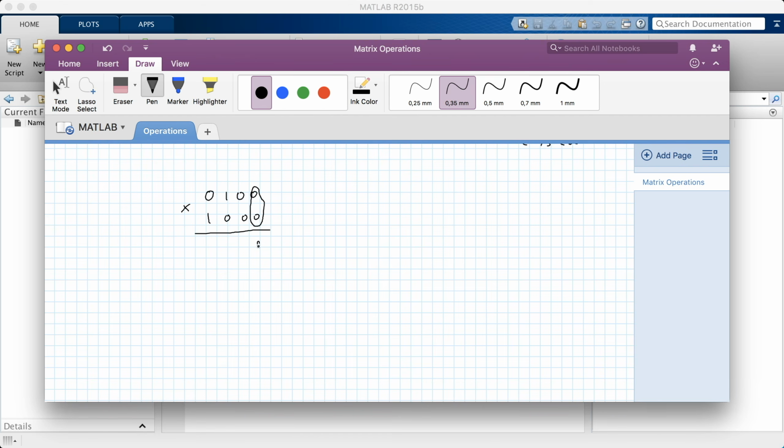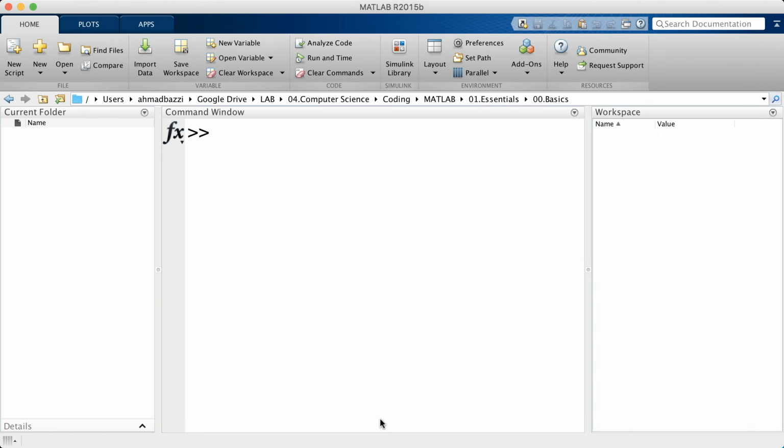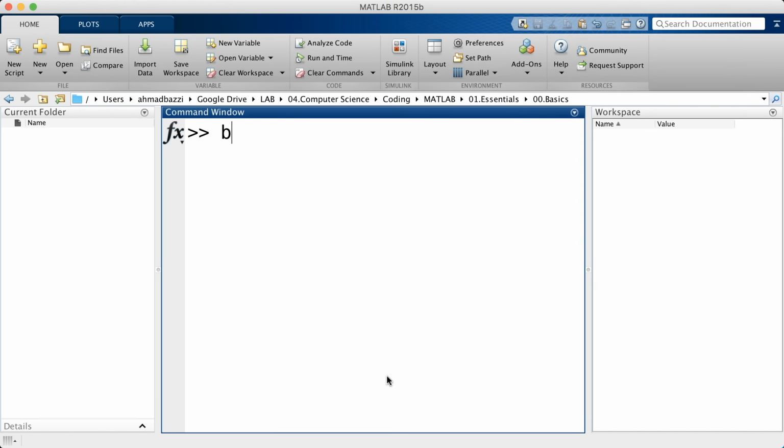So 0 by 0 is 0, 0 times 1 is 0, and 1 times 0 is 0. It's all zeros. How can you do this in MATLAB? It's as simple as using a function called bitand. So let's say bitand, I don't know, 6 and 2.